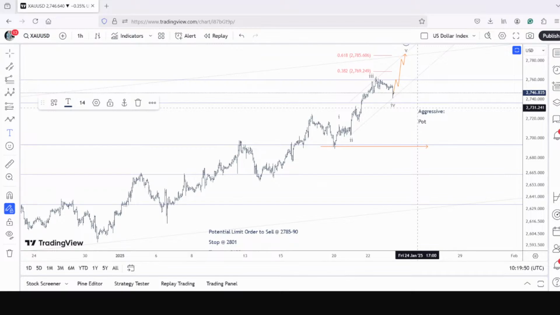So it's going to be a potential long around 2745, 46. Stop at 2716. That is 30 points of risk, and target at 2786.